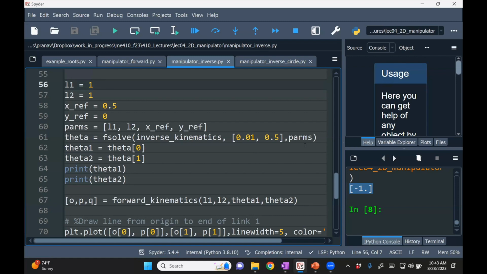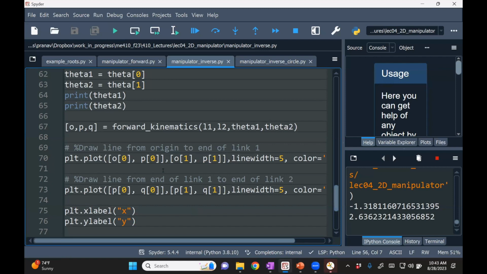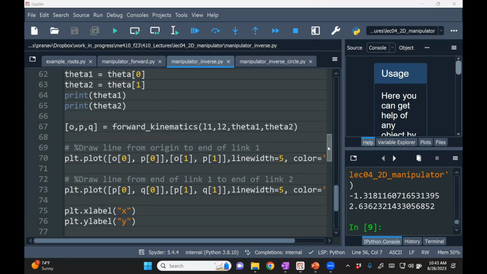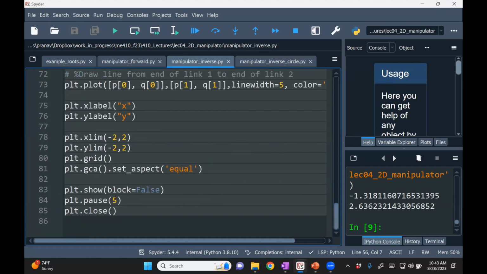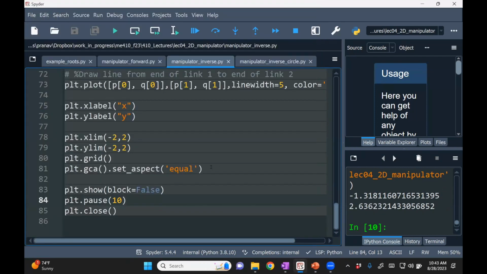Now I can go back and do what I did earlier. I did a plot for a specific joint angle, so I did that next to make a plot. Let's give it a 10-second pause. Okay, so you can see it's at 0.5, 0. The red is the end effector, and the angles are over here. Now you see that that's one way of doing it.